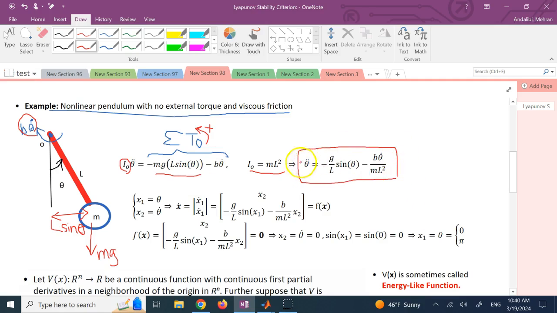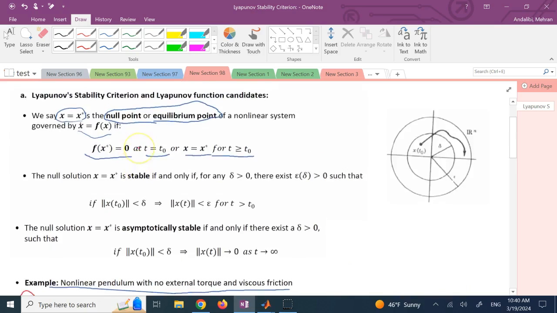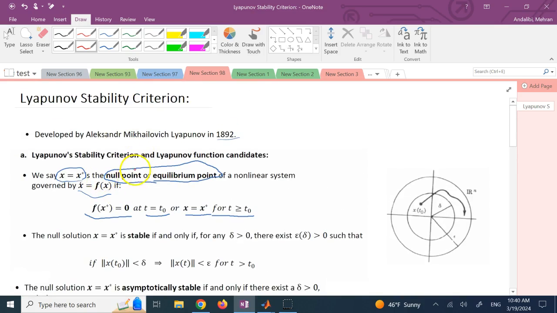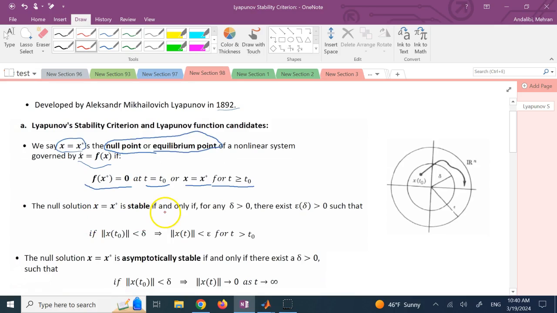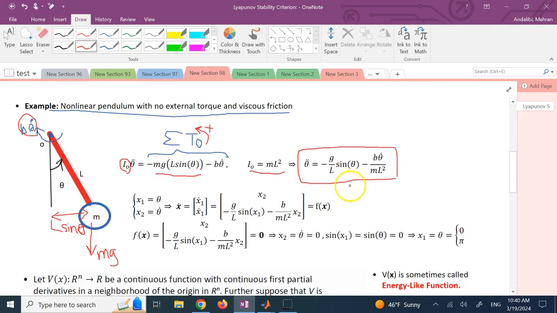Now, this governing equation is second order. Determining the equilibrium point for a nonlinear system has nothing to do with Lyapunov. Lyapunov starts here, when it talks about the stability. So if we want to find the equilibrium points for a pendulum, the first thing is we have to convert the second-order ODE into first order.